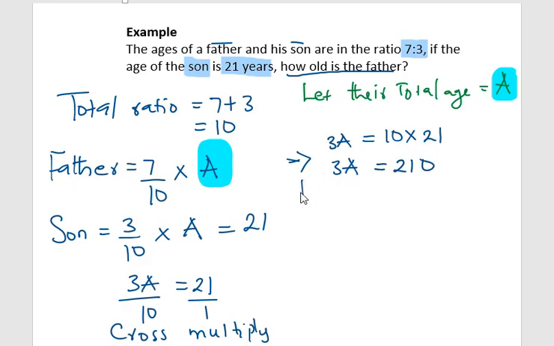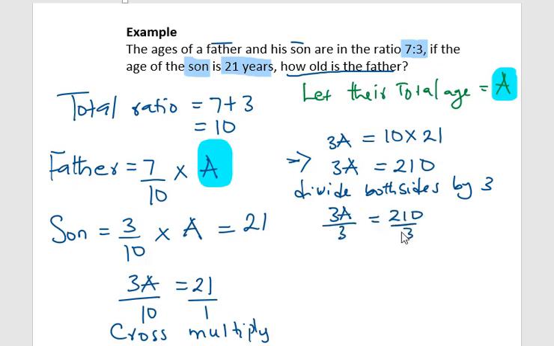Up next, divide both sides by 3. We are meant to divide both sides by 3 because 3 is the coefficient, the number with A, not because we like 3. 210 divided by 3: the 3 cancels out, and A is equal to 3 into 21 is 7, 3 into 0 is 0. So A is equal to 70. So their total age is 70.